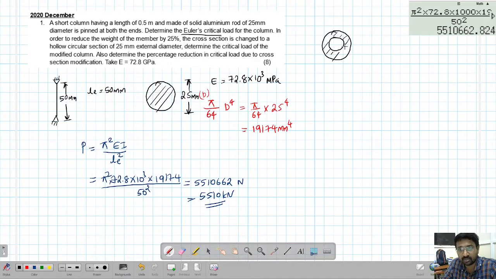So it has become like this. Now external diameter is known. It is same as 25 mm. Now internal diameter, we don't know the value of internal diameter. But one relationship that we know is what they're telling: from here to here, the weight of the column must reduce by 25%. So let's say W is the weight of the solid column.